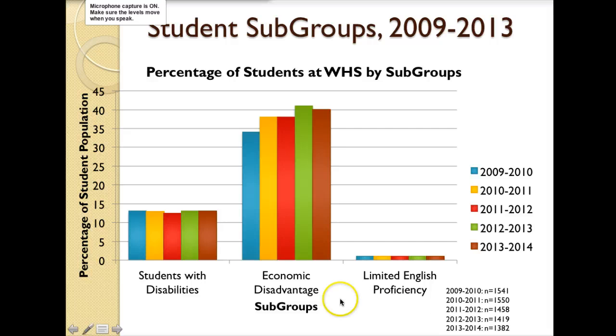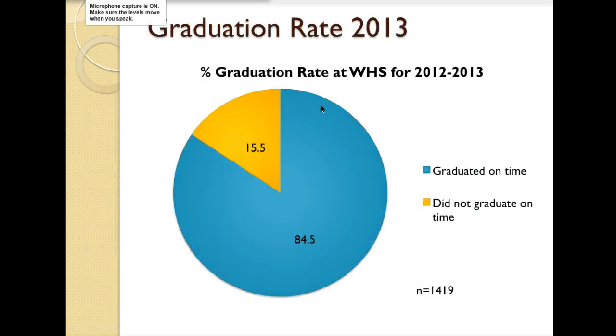However, we do have a significant number of students who have been considered economically disadvantaged, and that number has been increasing. So you can see we're somewhere up above that 40% mark at this time.